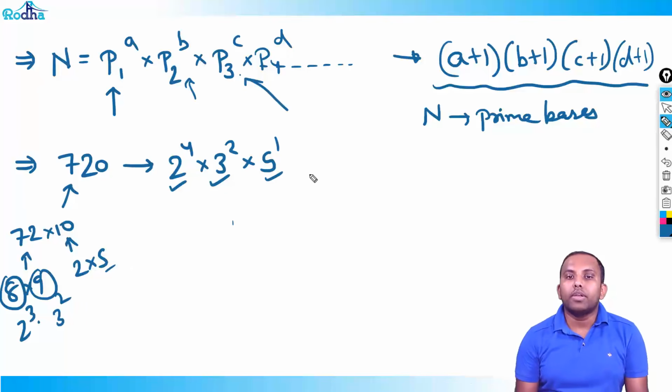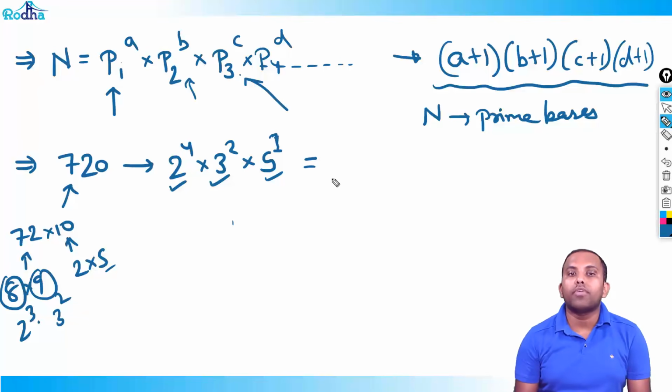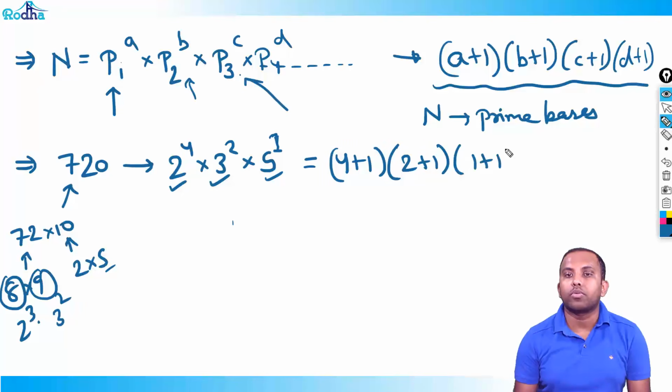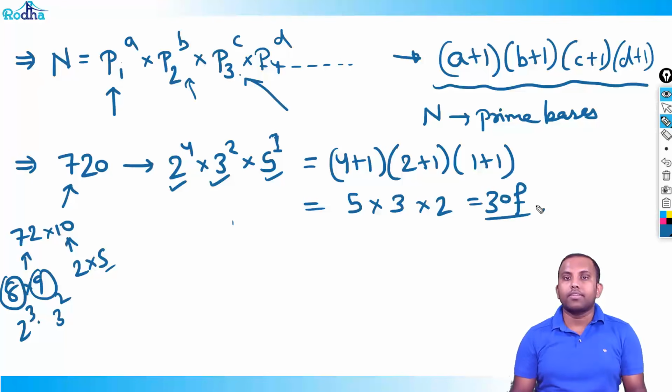So how many factors of 720 now? If I have written 720 in terms of its prime basis, P1 raised to A into P2 raised to B into P3 raised to C, how many factors? A plus 1 into B plus 1 into C plus 1, right? That is power plus 1. So here also 4 plus 1 into 2 plus 1 into 1 plus 1, which is 5 into 3 into 2. Total 30 factors I can make, right?